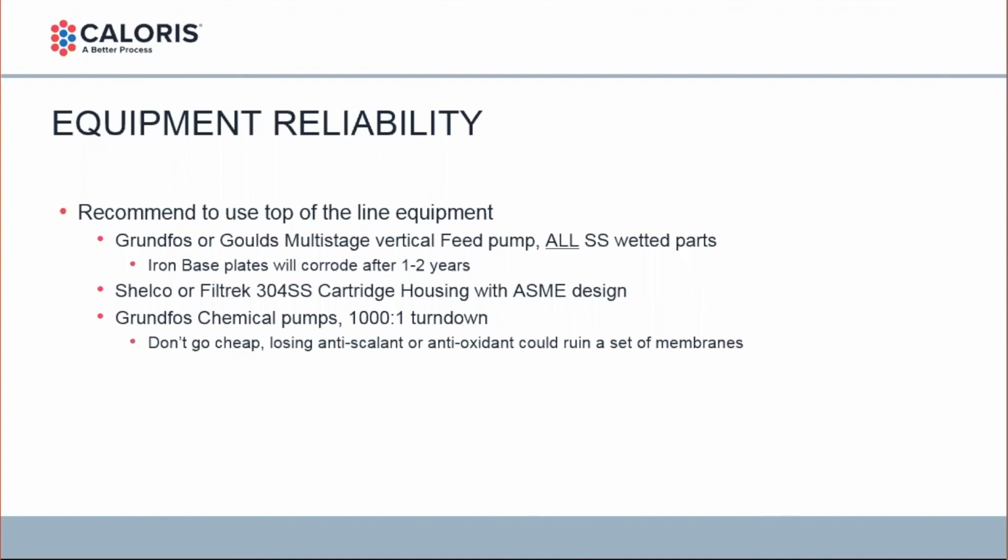Use good cartridge filter housings. Make sure they're built with ASME design. And then Grundfos chemical pumps. They have 1,000 to 1 turndown. That's our standard. They're top of the line. You definitely don't want to go cheap on these chemical pumps. If you lose antiscalant or antioxidant, you could ruin a set of membranes within a day's time period. So definitely don't want to cheap out on that.